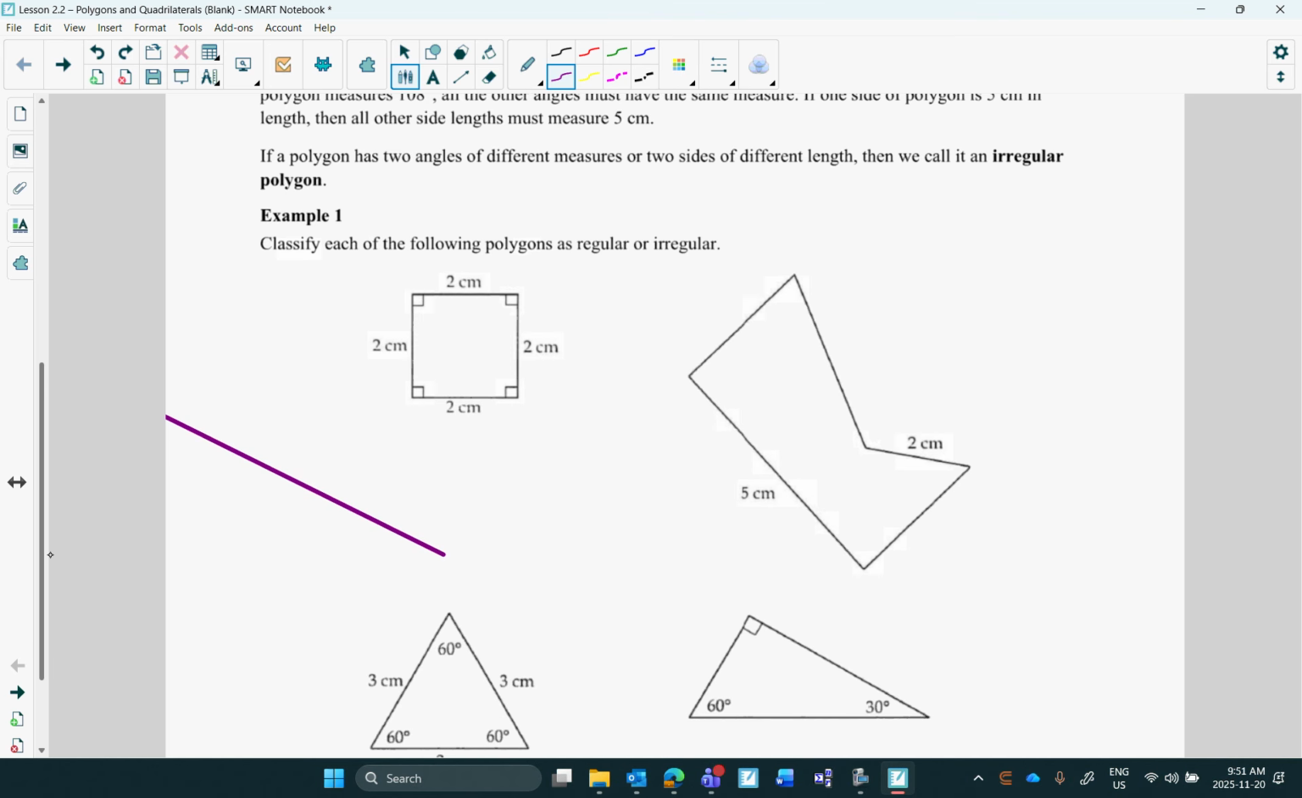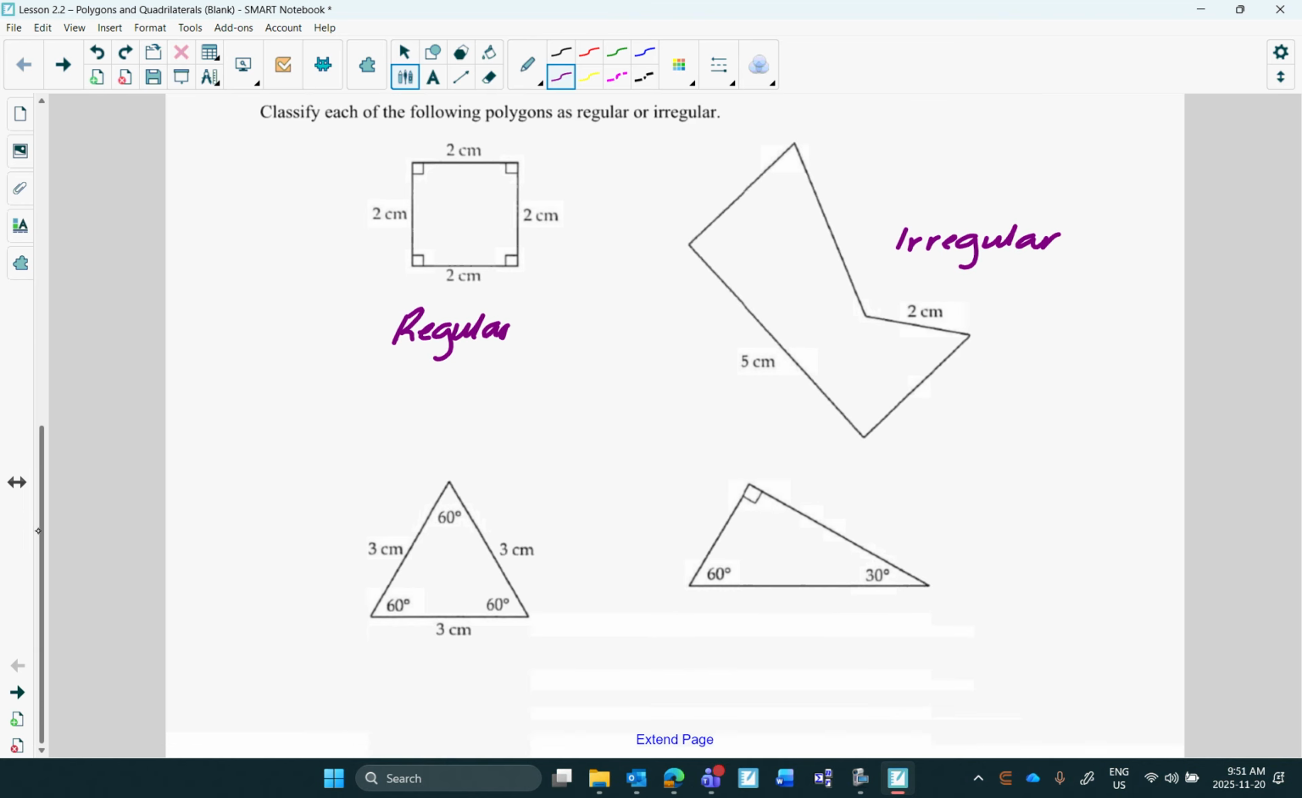Regular or irregular? Regular. All the sides are the same length. Regular or irregular? Irregular. How about this one? Regular. Not only are all the sides going to be the same length, so are all the angles inside. So that's another way you can tell.